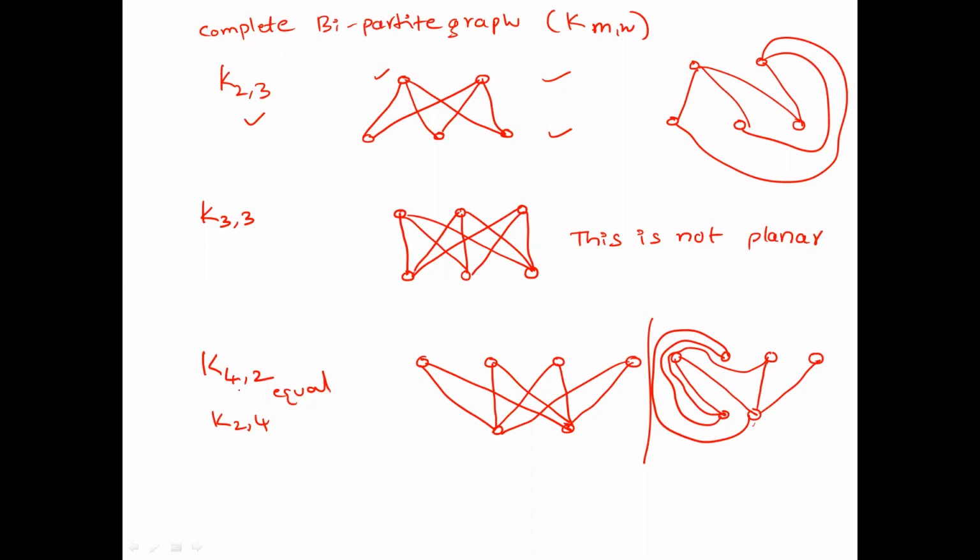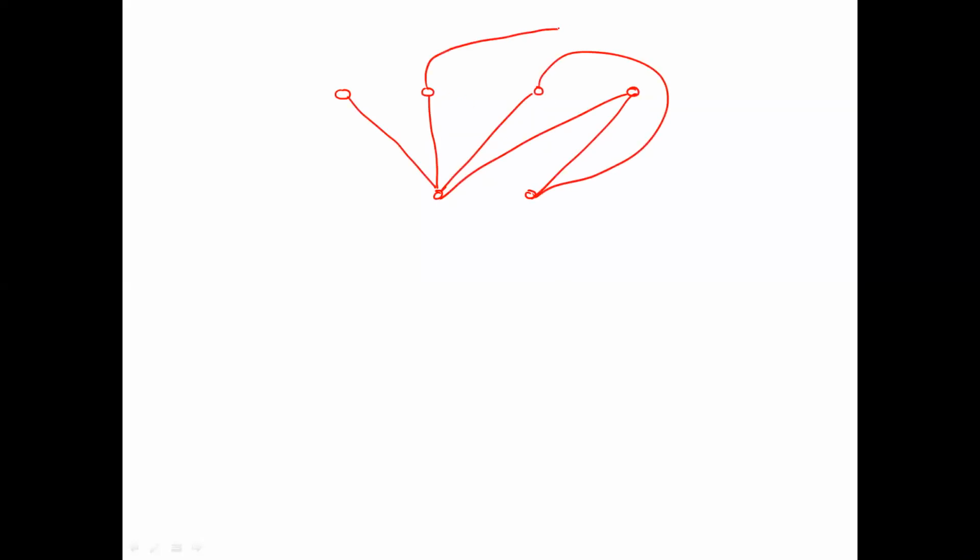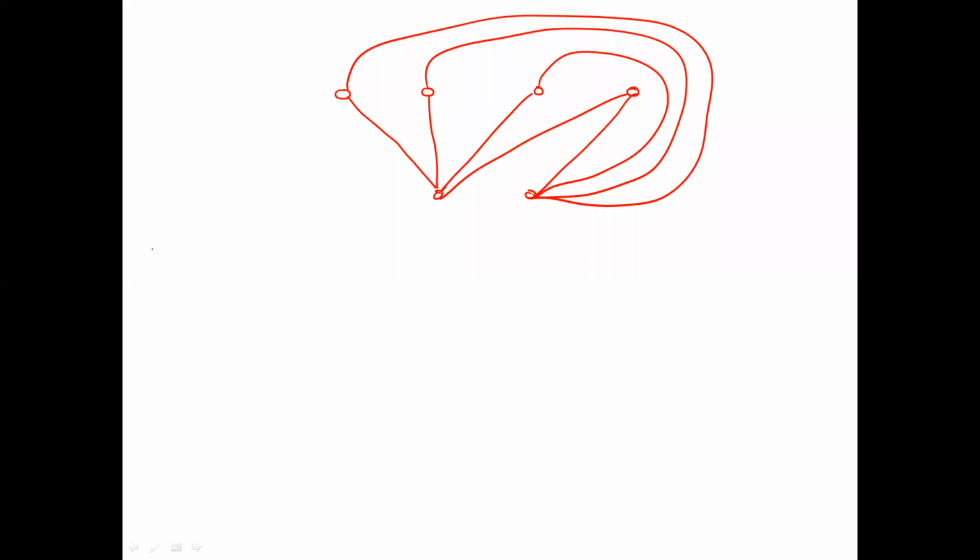Maybe if you want, I'll draw a fresh one. If you are not convinced with the 4,2, let me draw 4,2 neatly. 4,2, right? So this is K4,2. You can cross check. Okay. So K4,2 is planar.